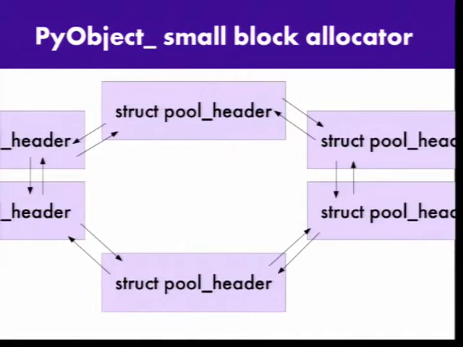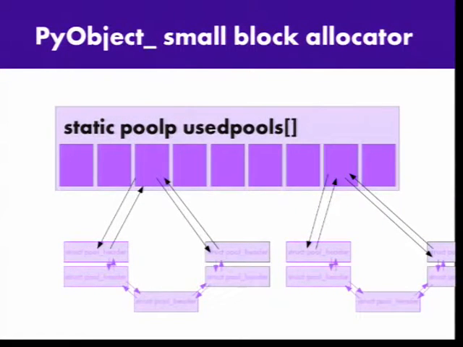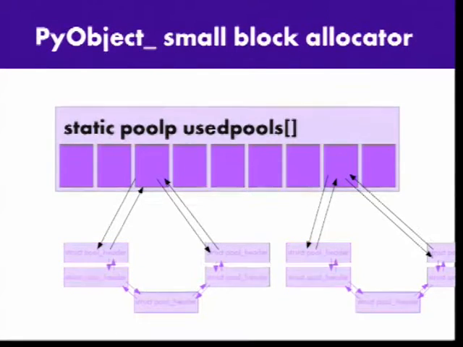So where do these struct pool headers live? The struct pool headers are themselves in a doubly linked circular list. And that doubly linked circular list is linked to from a static structure called static pool P used pools. A pool is that 4K block. And a pool is in one of three states. Unallocated, which means that it's on a free list of pools waiting to be used. Used, which means that some of the memory blocks inside of it have been used and some of them are free. And full.